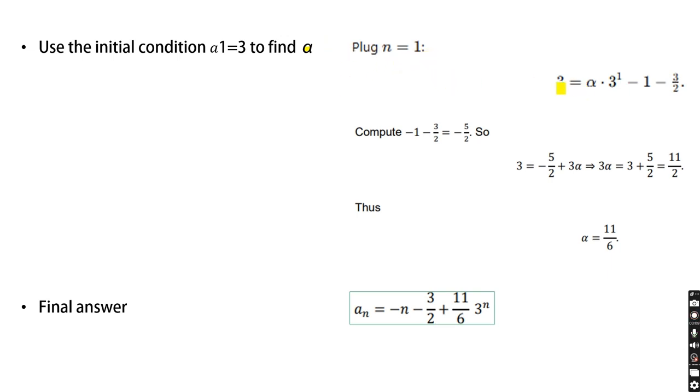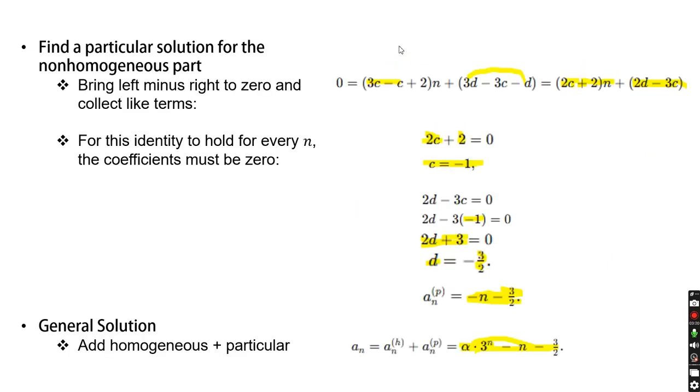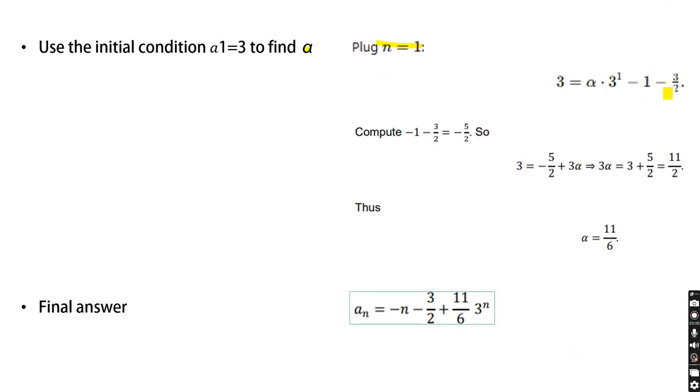So, a_1 is equal to A times 3 raised to the power of 1, because our n is equal to 1. We use the same equation again: minus 1, because our n is 1, minus 3 over 2. So, we will compute this equation. The result is negative 5 over 2.